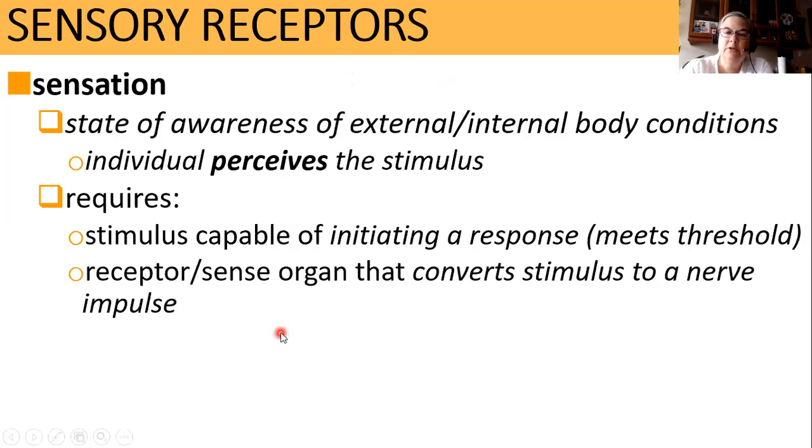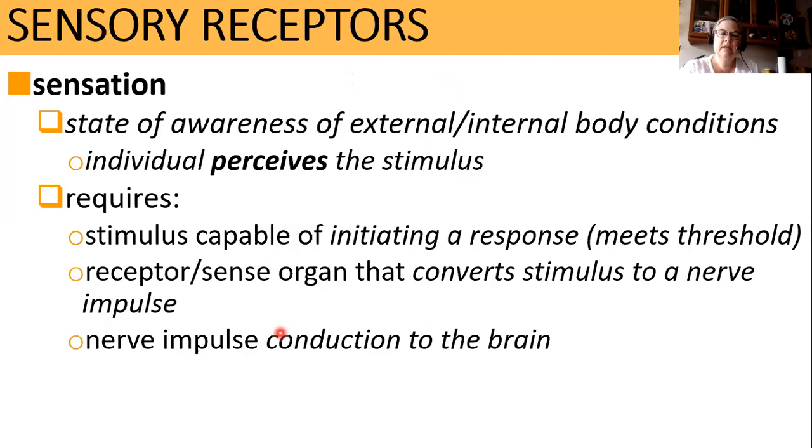We need a receptor sense organ that can take the energy that we've received and convert it into a nerve impulse, into electrochemical energy. If we don't have receptors, we're not going to perceive what's happened. We need a nerve to carry that message to the brain, right? With our eye, it's the optic nerve. We have several different nerves in our skin that are going to carry that message to the brain.